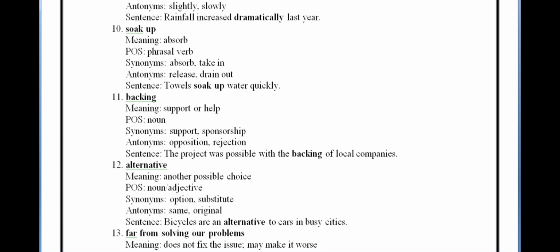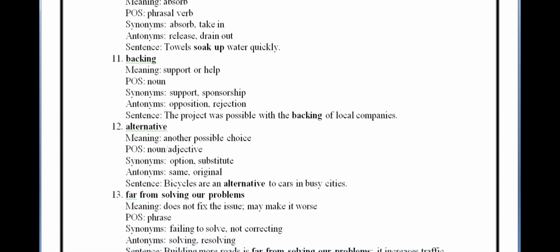Word 12, alternative. Very good word again, which means another possible choice. It can be a noun or an adjective based on the sentence. The synonyms are option or substitute. Antonyms are same or original. Sentence: bicycles are an alternative to cars in busy centers.